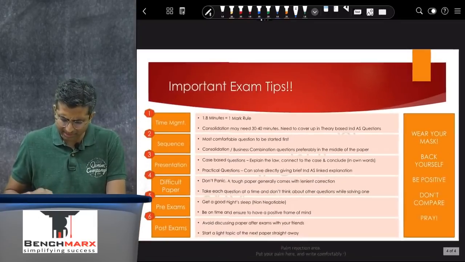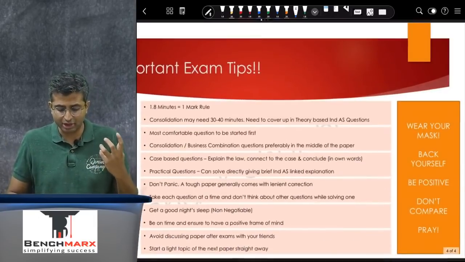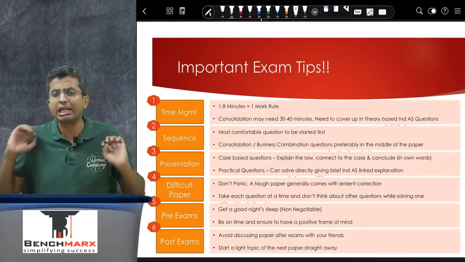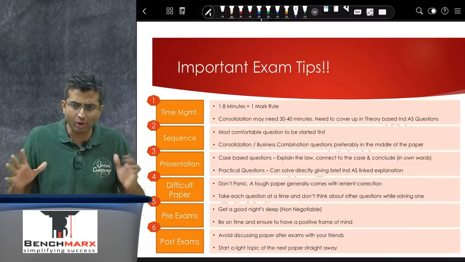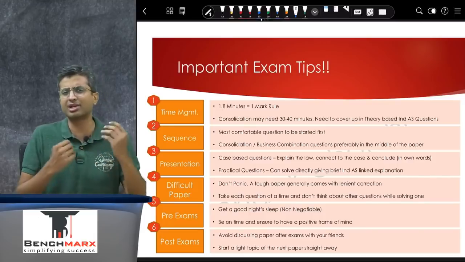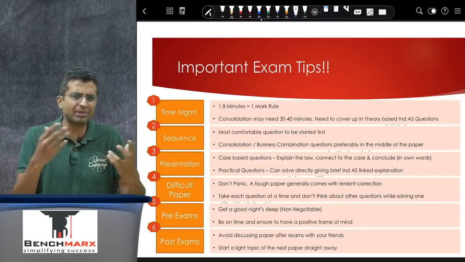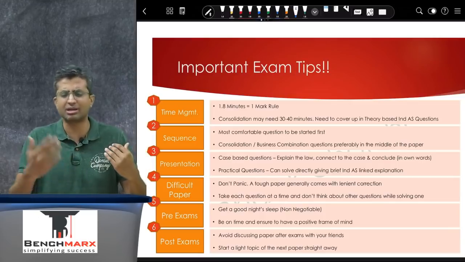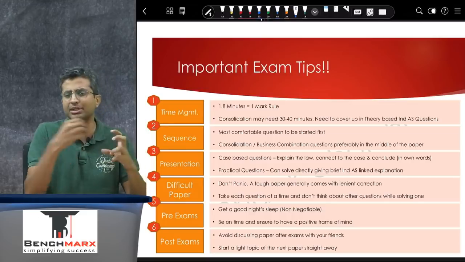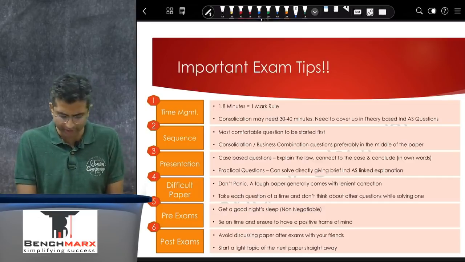A few important exam tips: time management is the most important thing in financial reporting. It is the most difficult paper to finish in your exams. So ensure that you time yourself properly. There is 180 minutes and 100 marks. That's roughly 1.8 marks per minute, and hence try to keep that rule. So a 5 marks question in 9 minutes, a 10 marks question in 18 minutes. Consolidation may take slightly more, so try to cover that up in smaller questions. But ensure that you keep an eye on your watch when you're solving the paper.